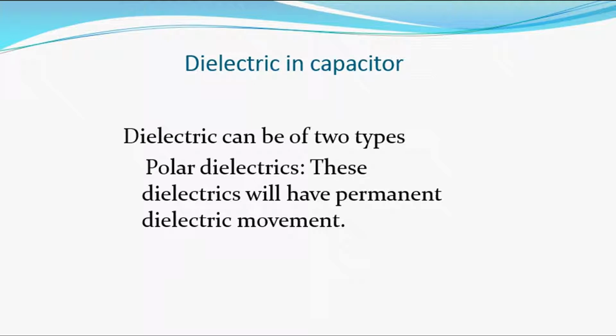So, dielectric in capacitor. Dielectric can be of two types. One is polar dielectrics. These dielectrics will have permanent dipole moment. In polar dielectric, it doesn't move. It remains permanent. It doesn't move from one state to another. Wherever you install or keep the dielectric, that is where it will remain.